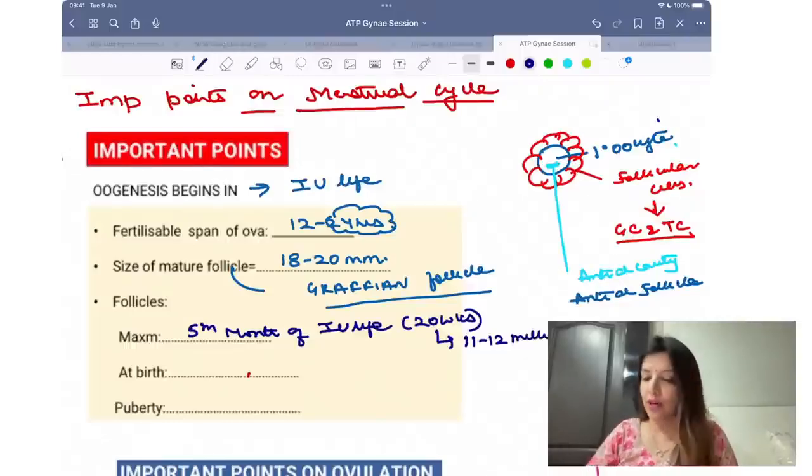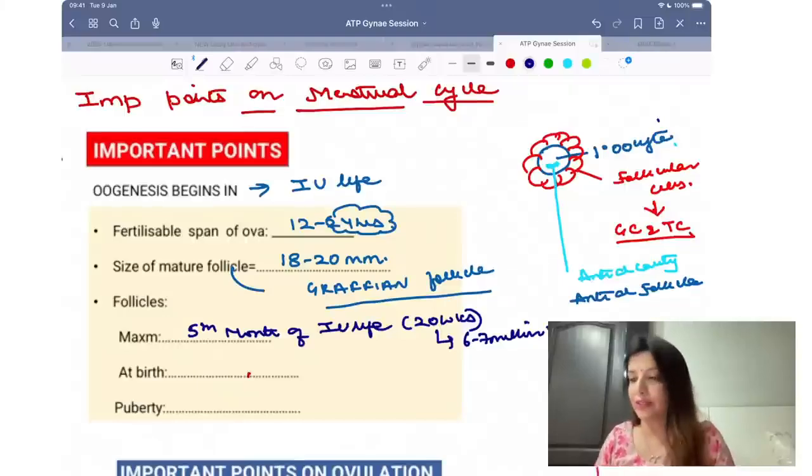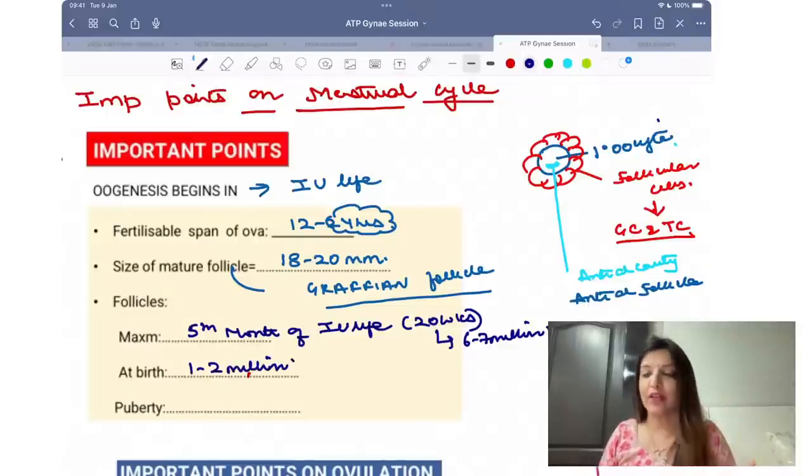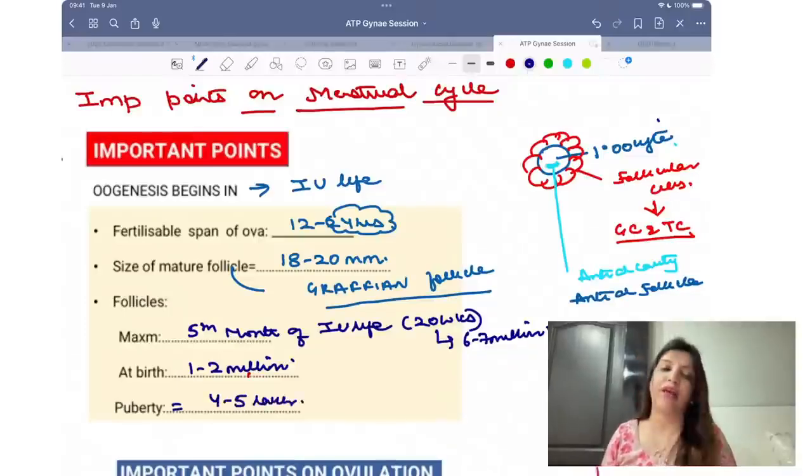Sorry, it's 6 to 7 million follicles. Then at the time of birth, it is 1 to 2 million follicles. So that means these follicles are undergoing programmed cell death. The follicles die on their own. At puberty, the number of follicles is 4 to 5 lakh.